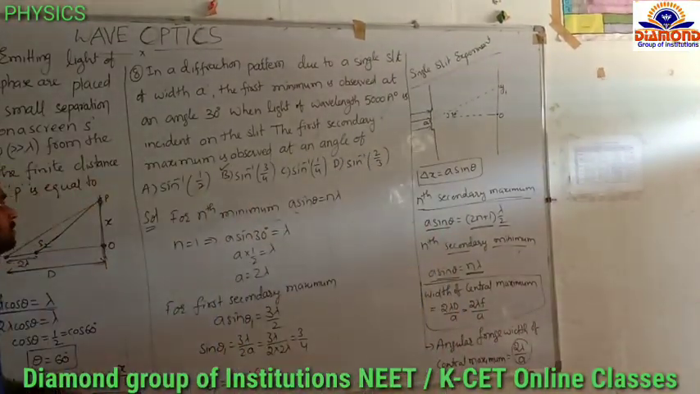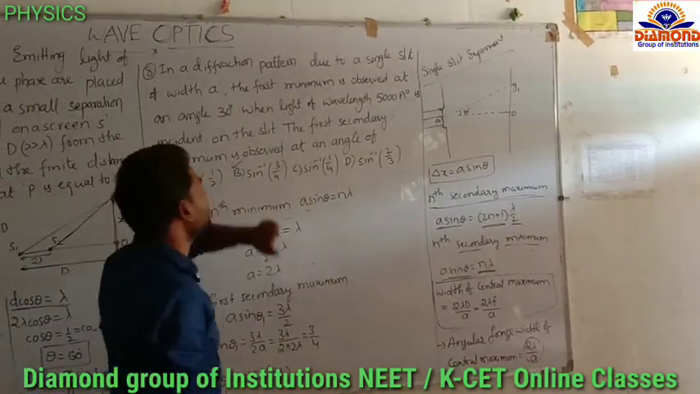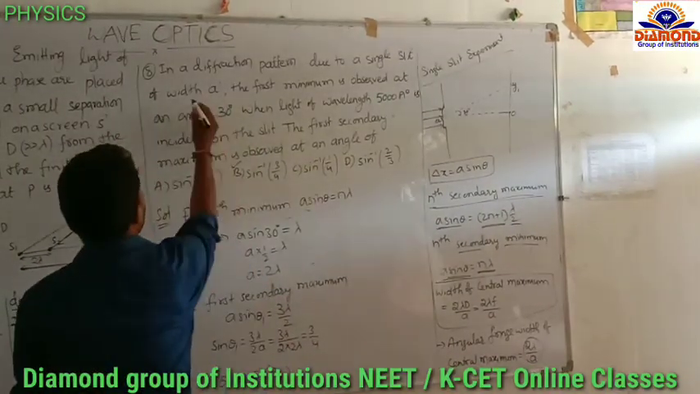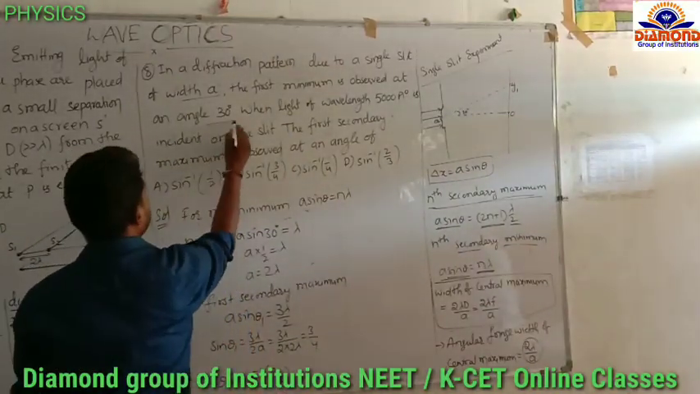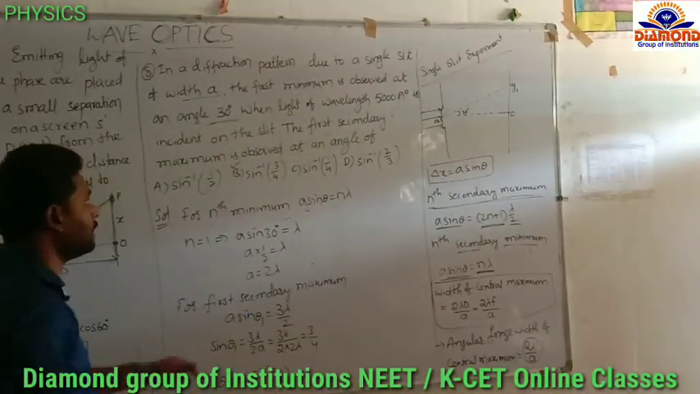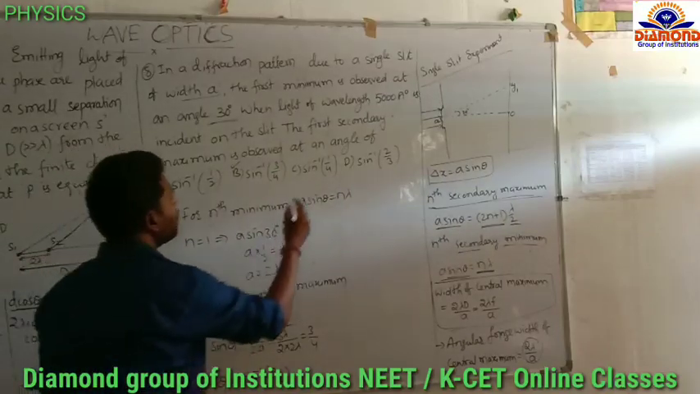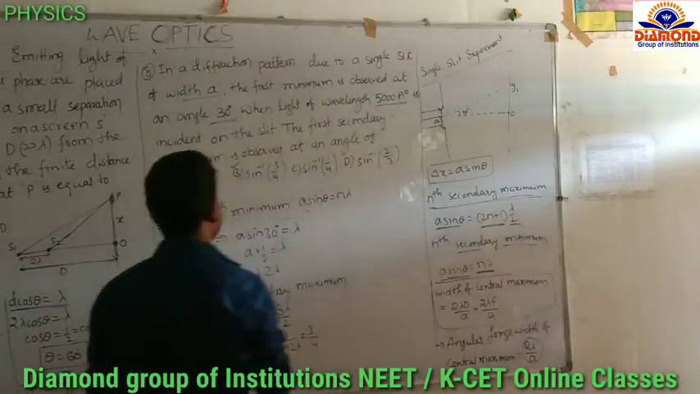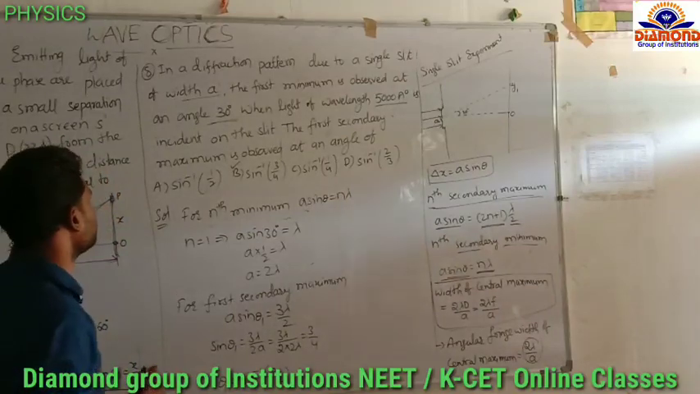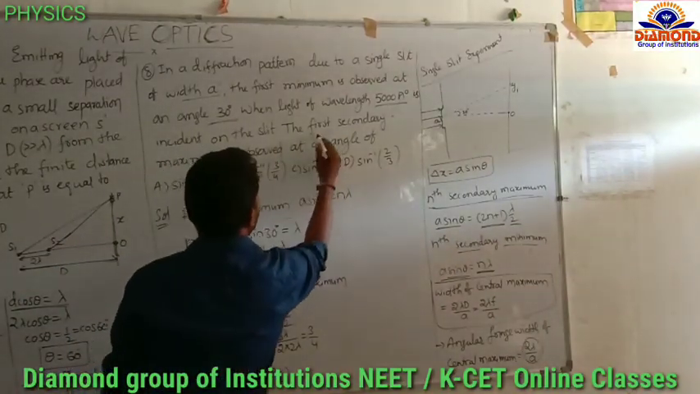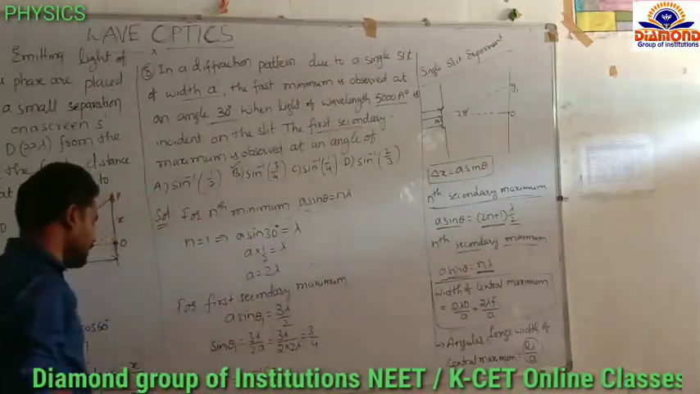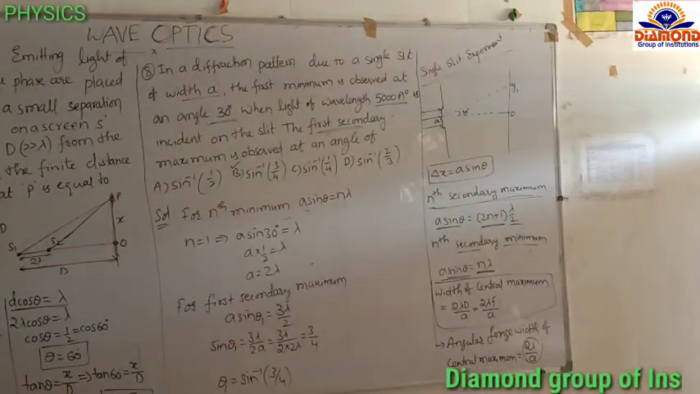Based on the single slit experiment, the question is: in a diffraction pattern due to a single slit of width a, the first minima is observed at angle 30 degrees when light of wavelength 5000 angstroms is used. Wavelength is also given, 5000 angstroms. Instead, the first secondary maxima is observed at what angle, that we have to find.